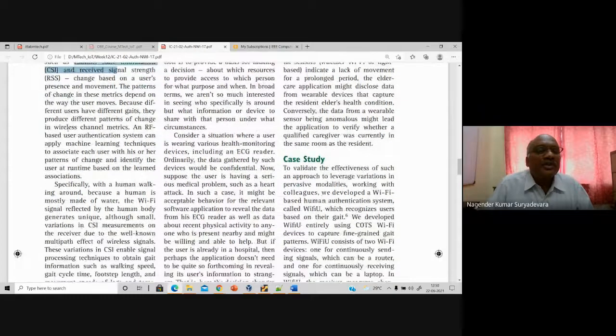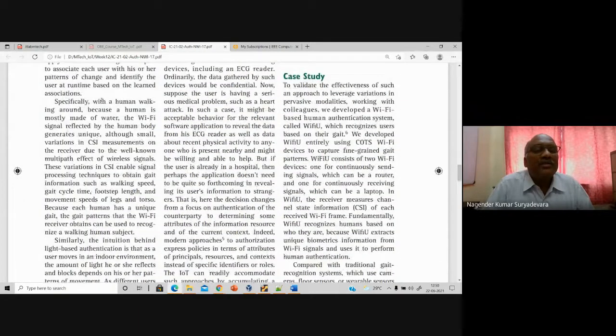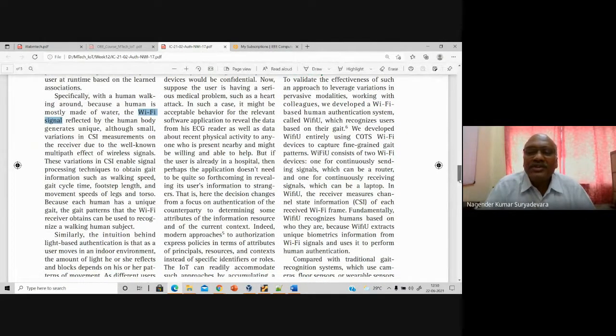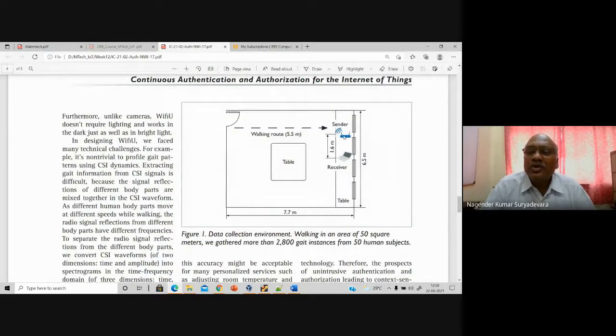So using these RF signals, what these people have done is they have used Wi-Fi signals itself. Wi-Fi itself is one of the RF signals. Please remember that. So in your own home, you have a Wi-Fi router and a laptop. That's all. These are the two devices they have used, and these are put in a particular room.